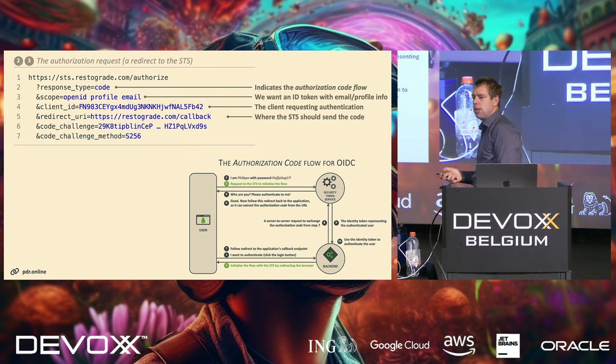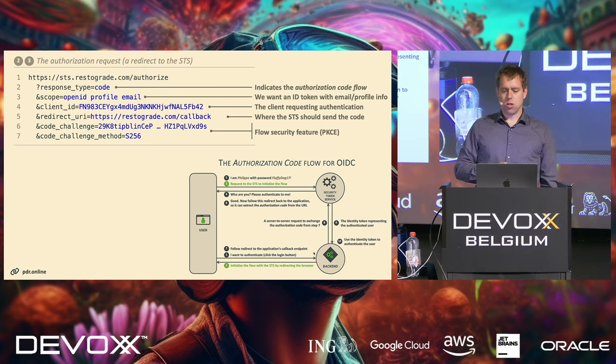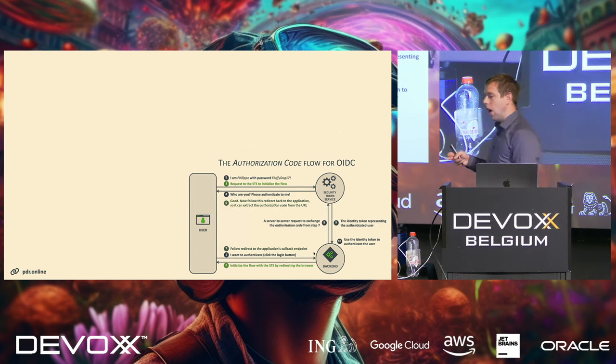And then line 6 and 7, I'm going to skip these for now. I'll explain them in 5-ish minutes. So let me skip those security features. All right, that's how you start a flow.